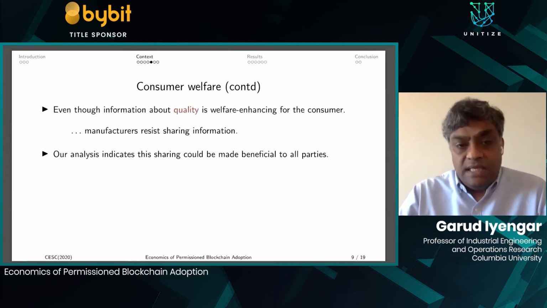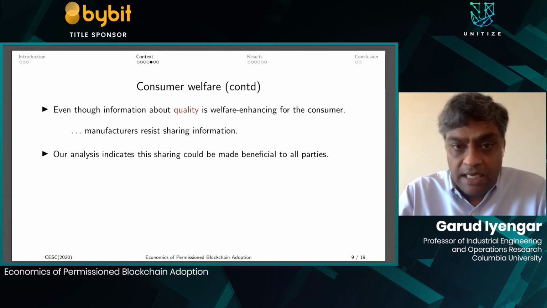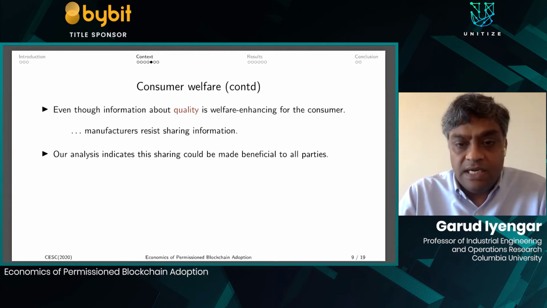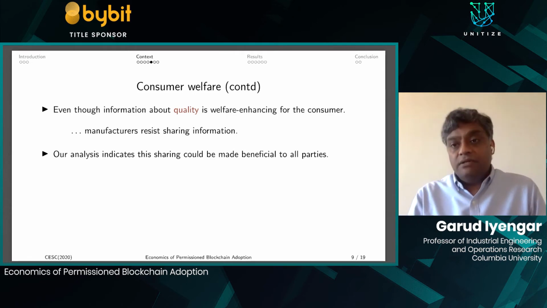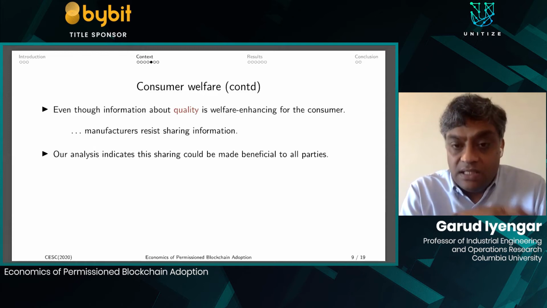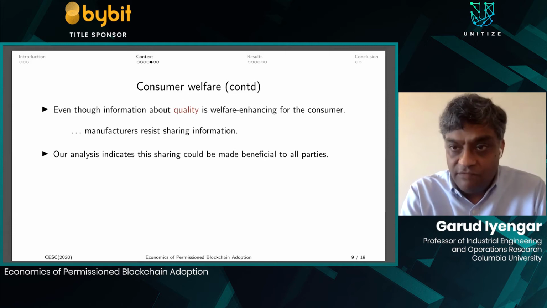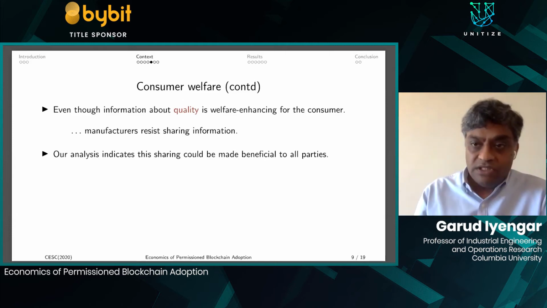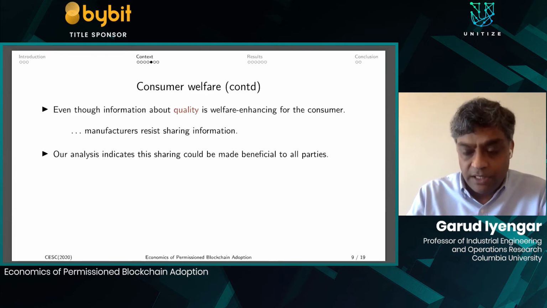One thing that we've been seeing is that even though information about quality is welfare enhancing for the consumer, manufacturers often resist sharing this information. And what we see through our paper is that this sharing could be beneficial for all parties. However, there is a transfer that is needed. The reason a transfer is needed, as you can start imagining, is that the social welfare of the consumers is enhanced, and that has to be somehow fed back to the manufacturer. So I'm looking forward a little bit to what the modeling is, but that's the direction that we are going in.